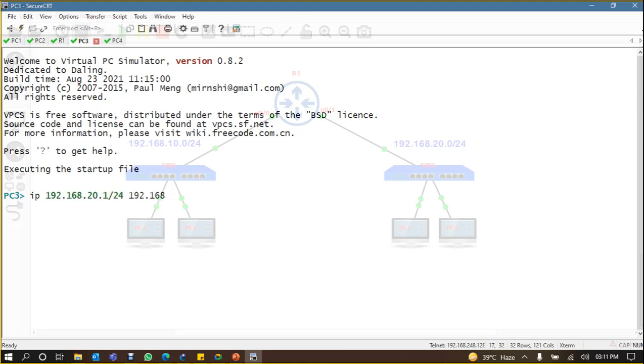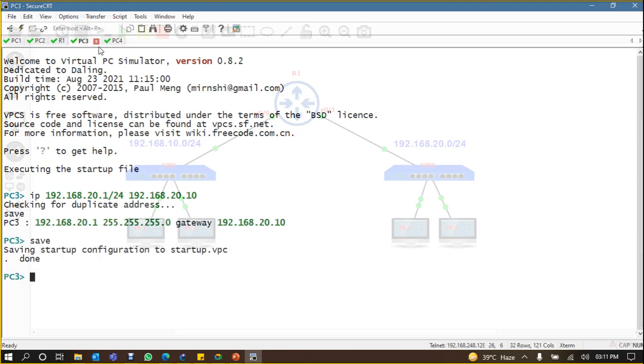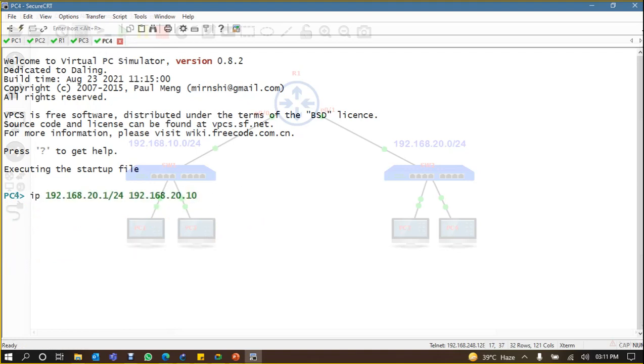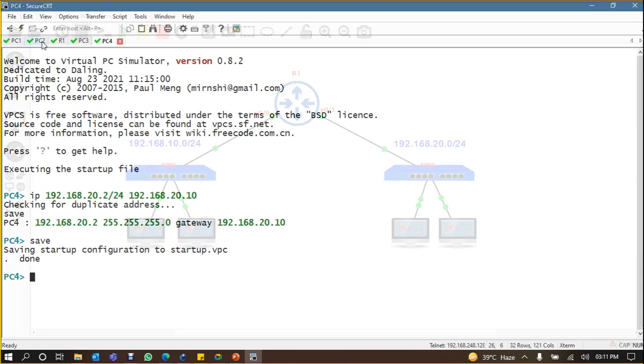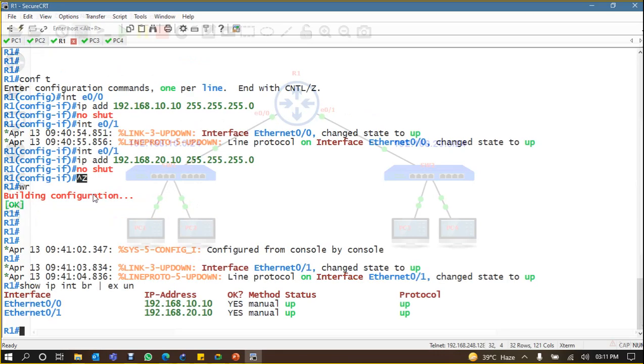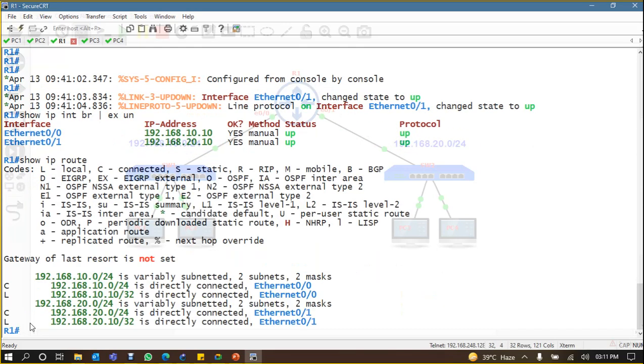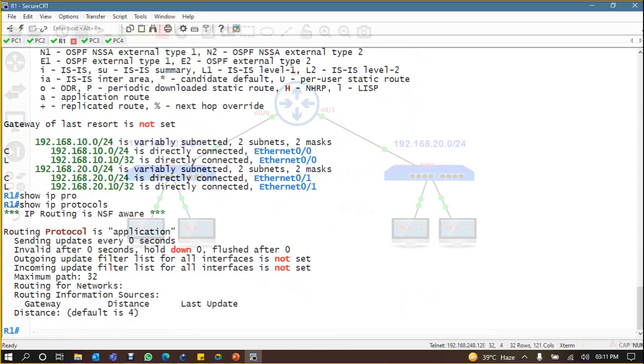Now come to PC3: IP 192.168.20.1/24 and the gateway is 20.10. Now let's come to PC4: its IP is 20.2, and then save. All is okay. Now on router 1, if you type show IP route, you see no routing configured. If you check show IP protocol, no protocol is running.